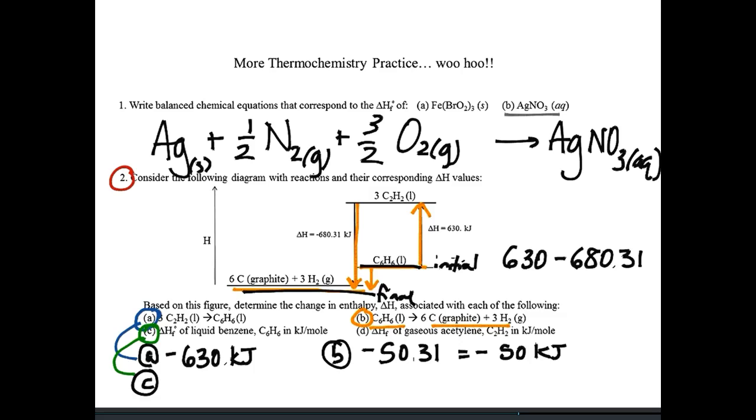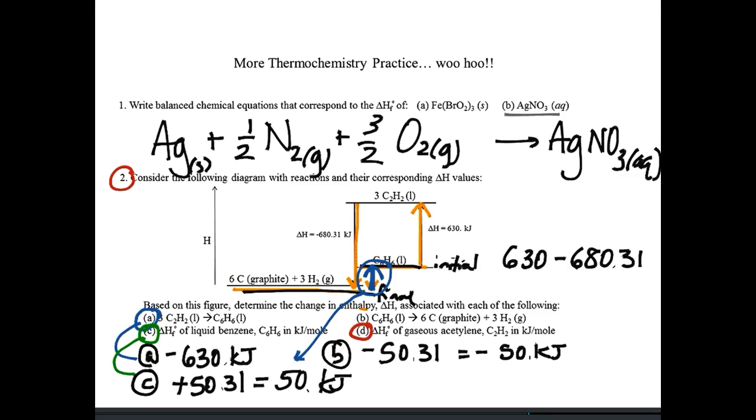Part C, we're going to do the heat of formation of liquid benzene. So what you'll notice on here is that the heat of formation of liquid benzene, benzene is here, and we're going to form it from its elements in their standard states, and those are down here. So it's this blue arrow that we're looking for. And we just calculated the orange arrow, which is just the opposite direction. So that's going to be positive 50 kilojoules. That one I did put the dot on there.